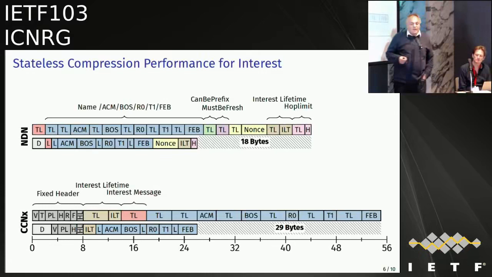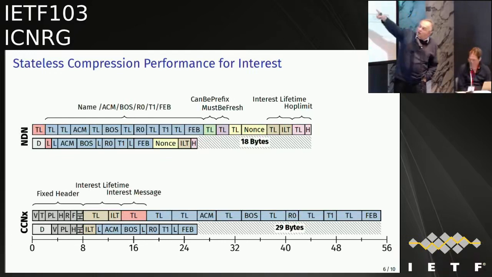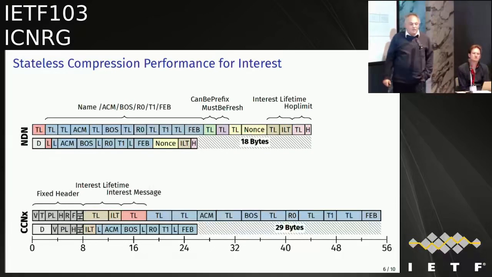In NDN, we have this long type length value vector, and that can be reduced for the simple example that you have in the name ACM Boston. As you see there, we can reduce this to a shorter encoding, and that is basically cutting out 18 bytes in this case. For the CCNX interest in the same case, it's cutting out even more, but the original encoding had been longer.